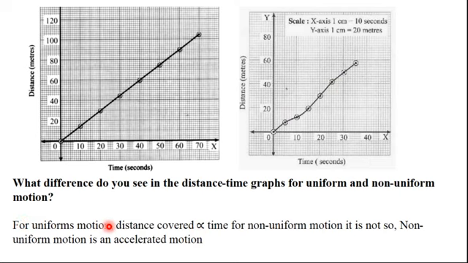For uniform motion, the distance covered is directly proportional to time. For non-uniform motion, it is not so. Non-uniform motion is an accelerated motion. So this is about uniform and non-uniform motion, and about the distance-time graph for uniform and non-uniform motion. This is the difference between these two graphs. Thank you.